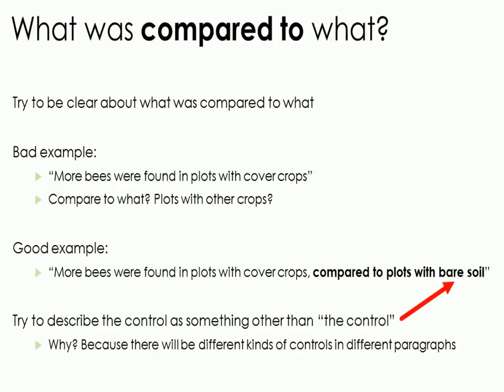One other really important point, though, is I think you should always be clear about what was compared to what. So, it's not that useful to know that more bees were found in plots with cover crops. Compared to what? Compared to plots with other crops? Compared to bare soil? Compared to burned plots? There's so many different comparisons, and you might end up having different studies on the same intervention that have different controls. So I think you should always be clear about what the control was for this paragraph that you've written up. And so we use this phrase, compared to. More bees were found in plots with cover crops compared to plots with bare soil.